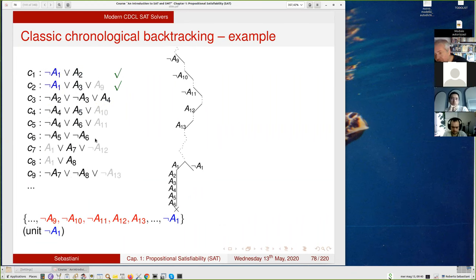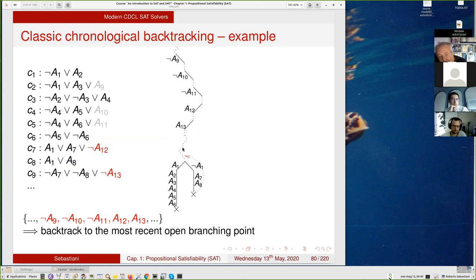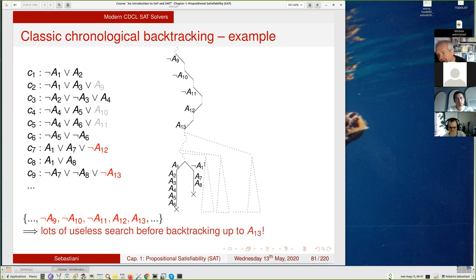But unfortunately, what happens now if I do chronological backtracking? I don't realize that this is due to these nine clauses. So I will backtrack to the most recent branching point. I have no idea how many hundreds or thousands or hundreds of thousands of decisions I've taken in between from here to here. So I will backtrack here, then do another search, another search, another search. And all this search is bound to fail. Why? Because here, after I assigned A13, this formula is unsatisfiable due to these nine clauses. So all that possibly huge amount of search is bound to fail. But chronological backtracking has no way of realizing that.